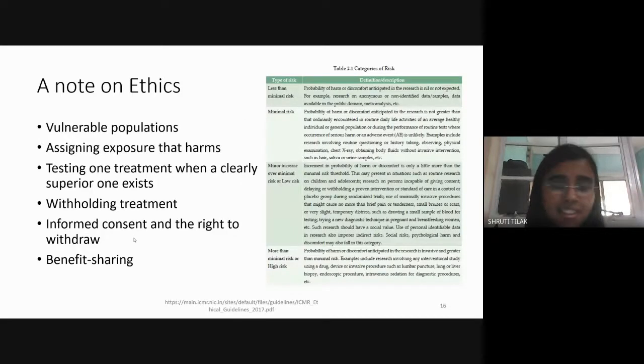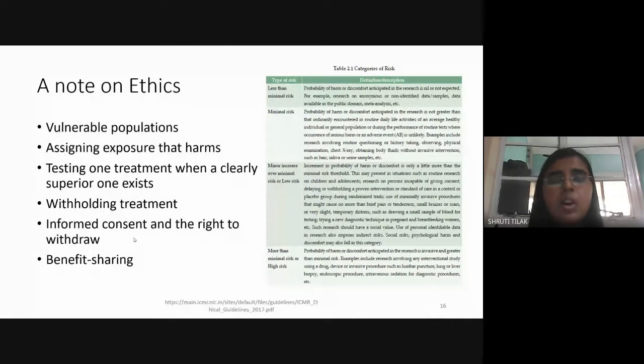And finally, I know I'm short on time. I apologize to Vidushi. A note on ethics. We do not want to forget that an RCT is a pretty big deal, not just in terms of the evidence that it hopes to gather, but also in terms of the fact that we are the ones assigning exposure. We're essentially playing God. So there are a lot of things to keep in mind.